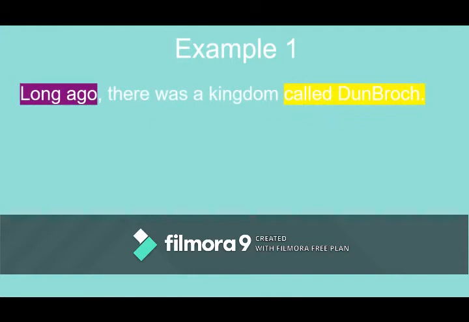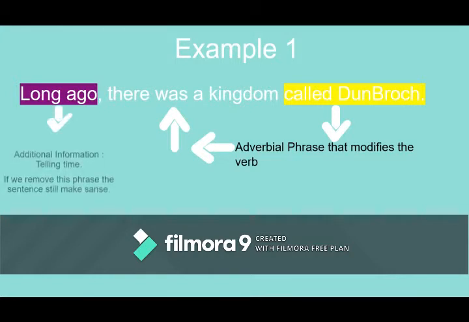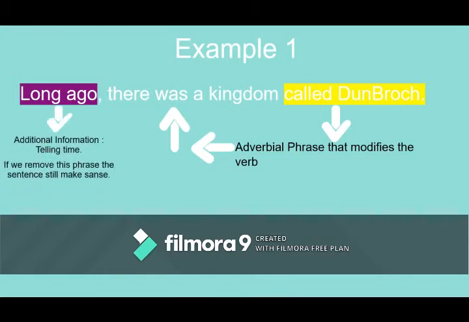Example 1. Long ago, there was a kingdom called Dunbroch. Called Dunbroch is an adverbial phrase that modifies the verb was. Long ago is additional information that is telling time. If we remove this phrase, the sentence still makes sense.